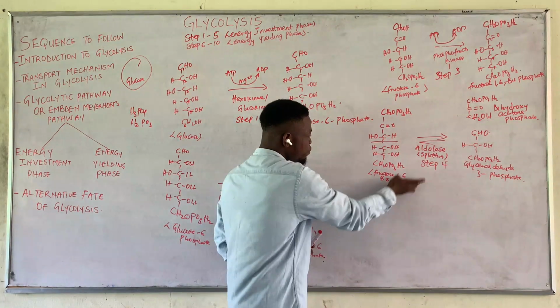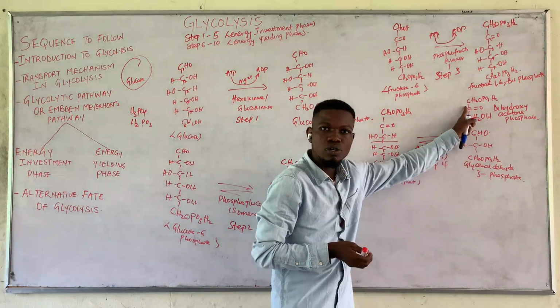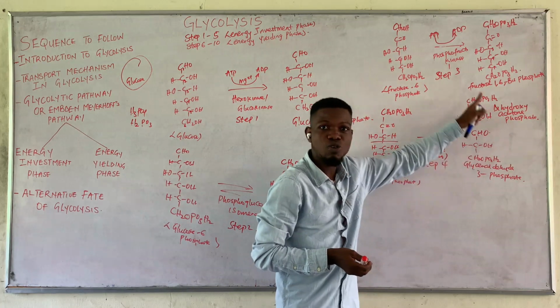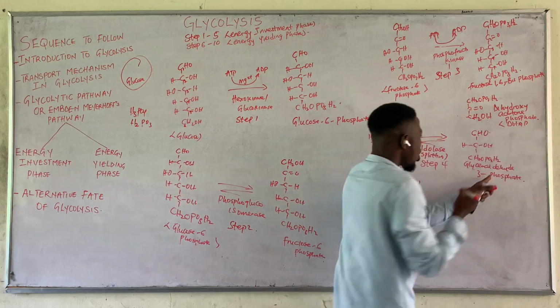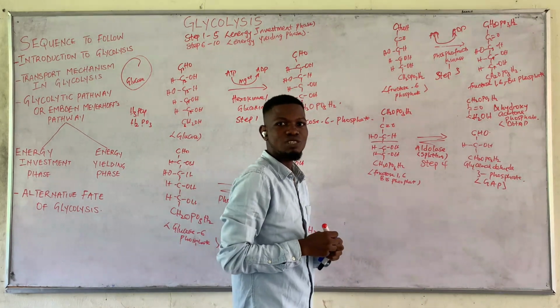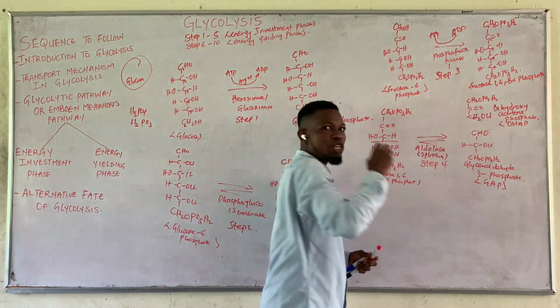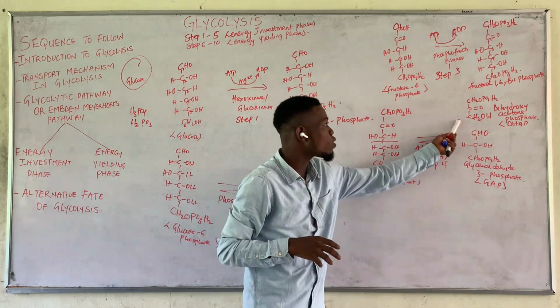Now in step 4, fructose 1,6-bisphosphate has been converted to 2 trioses. The first triose is the dihydroxyacetone phosphate. They call it DHAP. And the second one is the GAP, glyceraldehyde 3-phosphate. So that's where the splitting of glycolysis starts from. That is why during the process of glycolysis, you have the product becoming 2. Yeah, it's a result of the splitting that occurs here.